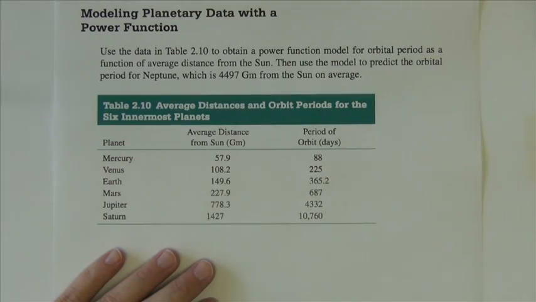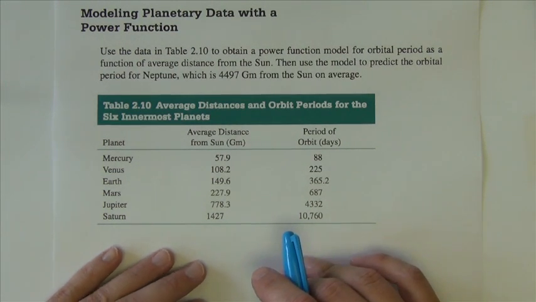The problem says use the data in Table 2.10 to obtain a power function model for orbital period as a function of average distance from the Sun. Then use the model to predict the orbital period for Neptune, which is 4,497 Gm from the Sun on average.